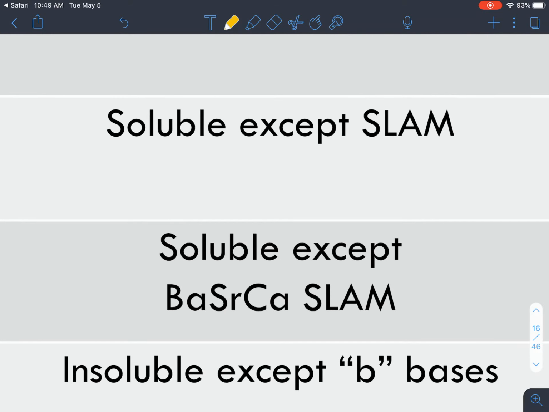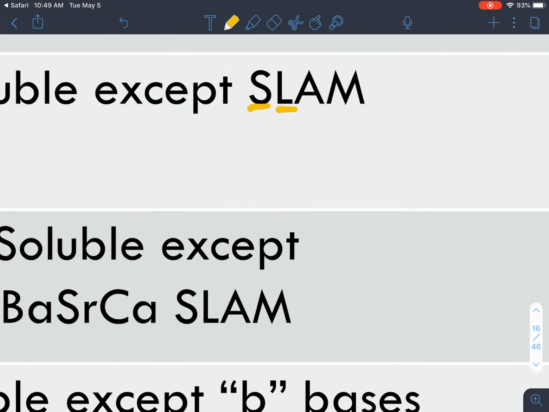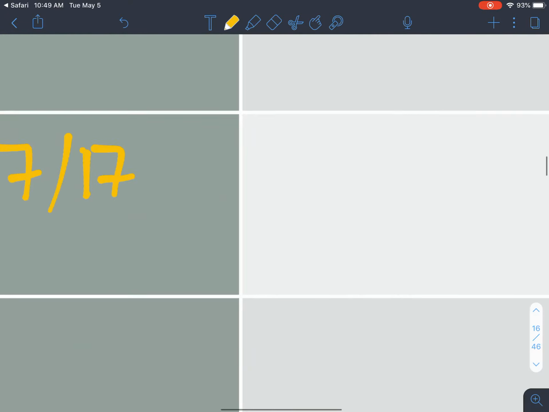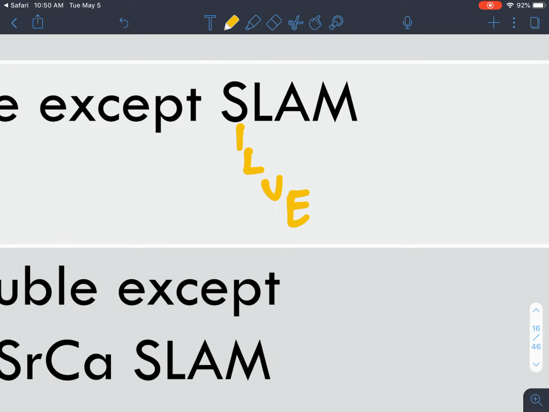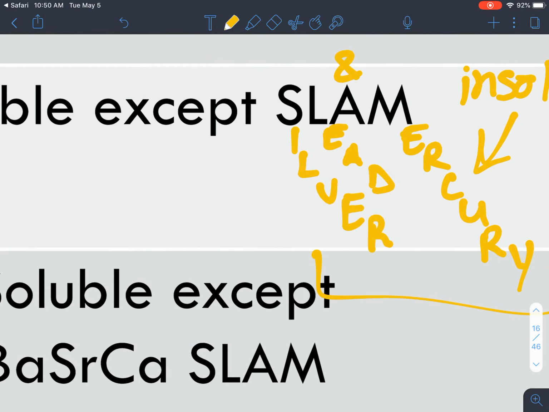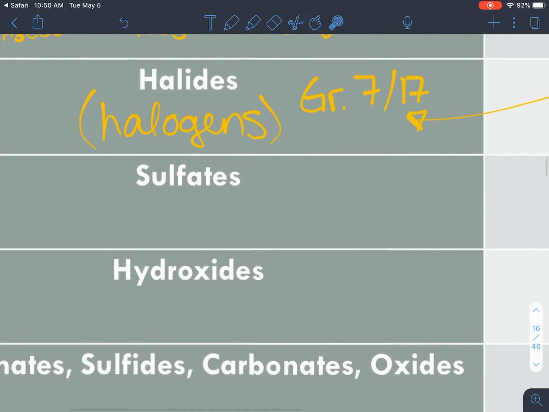On this side of the table, I'd like you to write down what SLAM means. SLAM is silver, lead, and mercury. If something has a silver, a lead, or a mercury, then it is not soluble. If it has a halogen and no silver, lead, or mercury, then it is soluble. So write that down. We have silver, lead, and mercury. If it has silver, lead, or mercury, it's insoluble. If it does not have silver, lead, or mercury as its positive cation, then it's soluble if it has a halogen. All right, next up we have sulfates.